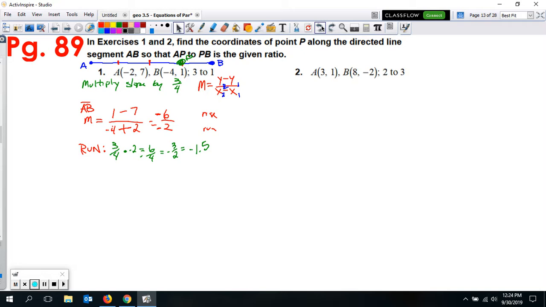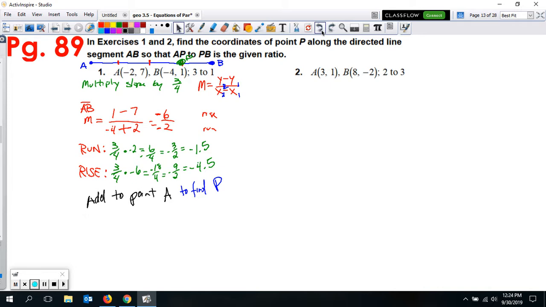The next one we want to look for is the rise. So we're going to do our rise here with our negative 6. Do the same thing, 3/4 times negative 6. We can multiply this together here. That will give us negative 18 over 4. And we reduce the 18/4 into 9 over 2. So negative 9 over 2 as a decimal is negative 4.5. We want to get these as decimals because it makes them easier as we're going to add them to our A number here, our A point.